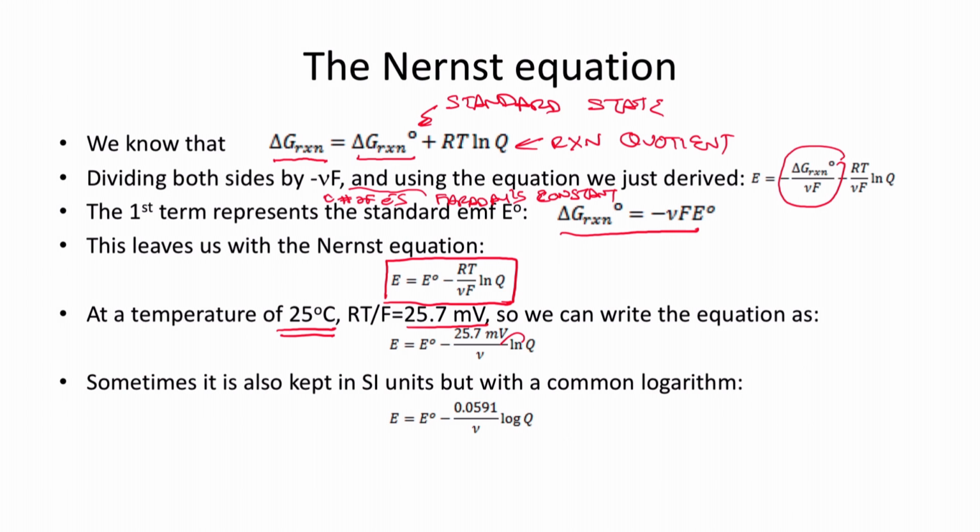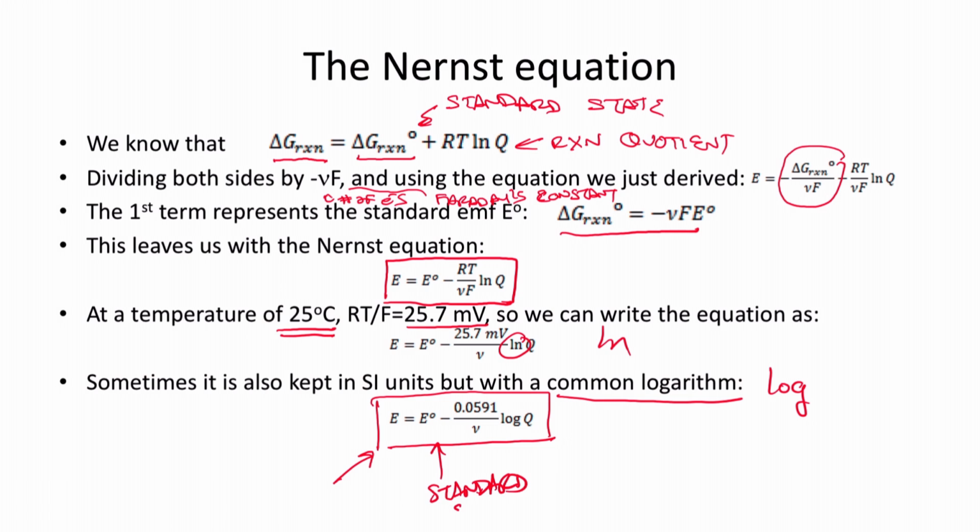Or if you don't like natural log, but instead want a common log, right, log instead of ln for natural log, then we can write it like this. E is equal to E0 minus 0.0591 over nu, the number of electrons that I'm transferring, times log of Q. So this equation here allows me to convert between standard state, which is the E0, and non-standard state, which is just the E.